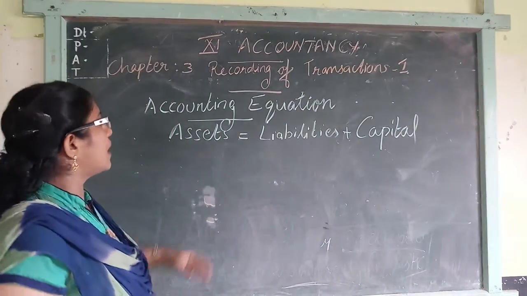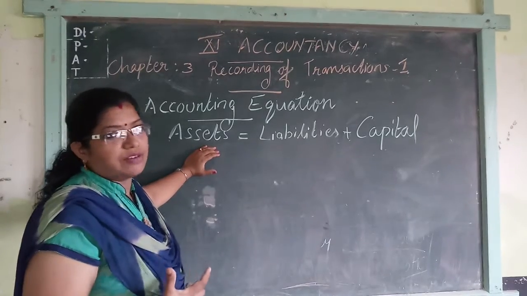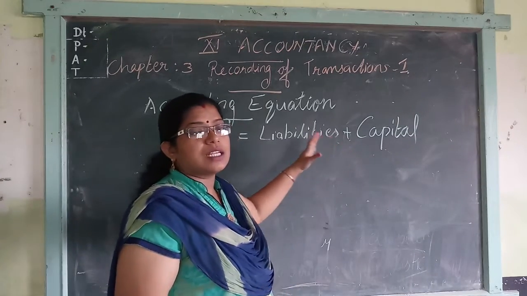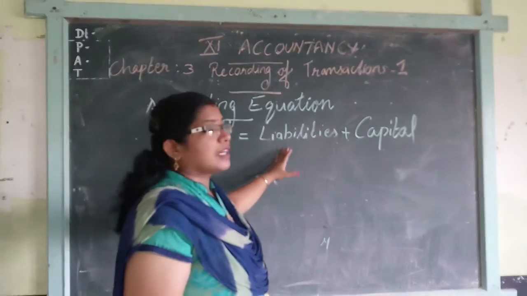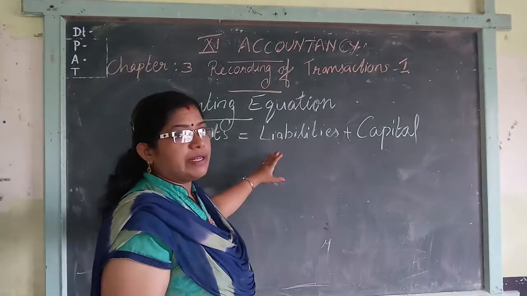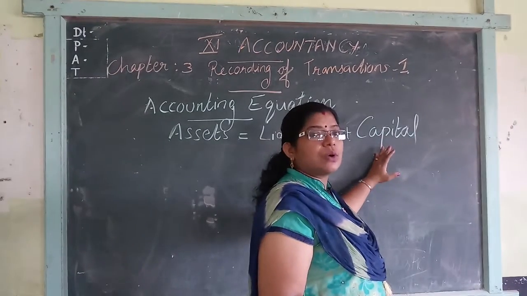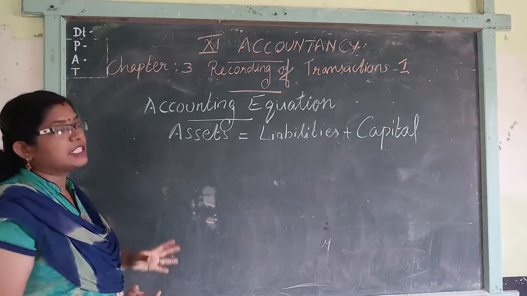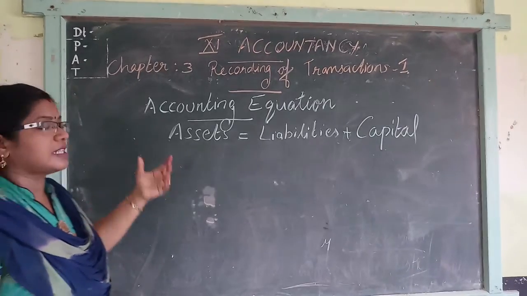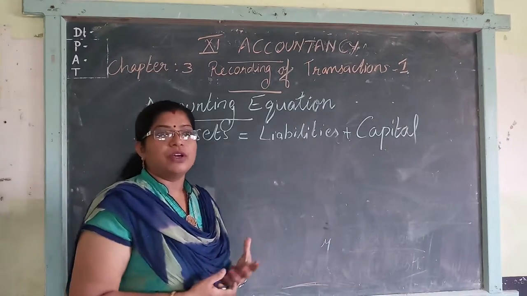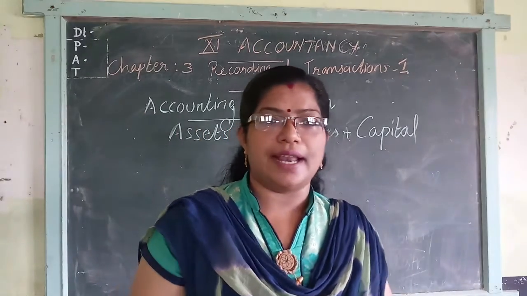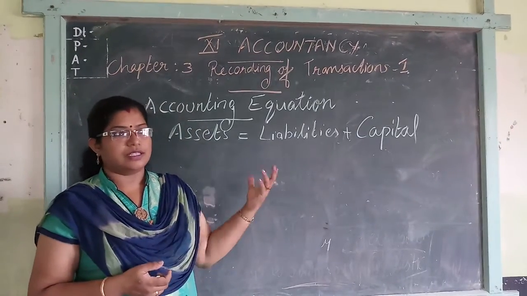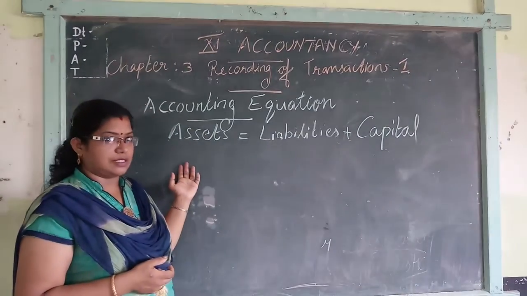So in this case, assets, what we have, should be equal to the amount contributed by the owner as well as outsiders. The claim of outsiders is called liabilities, and the claim of the proprietor, proprietor meaning owner, is called capital. So liabilities plus capital must be equal to the assets. Assets are what we purchase for the business, for example furniture, land, building and machinery.